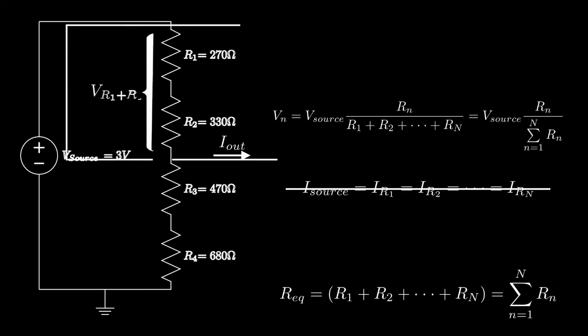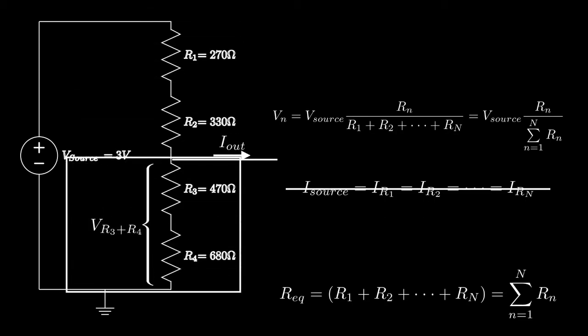However, you could still use this equation for these top 2 resistors using the voltage source of VR1 plus the voltage for R2. And you could also use this equation separately for the bottom two resistors, but in this case the voltage source would be for the voltages of R3 and R4 combined.